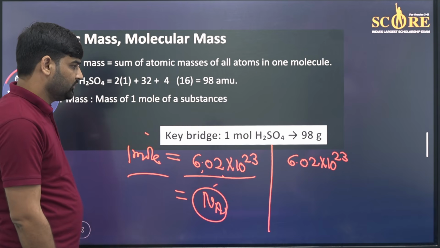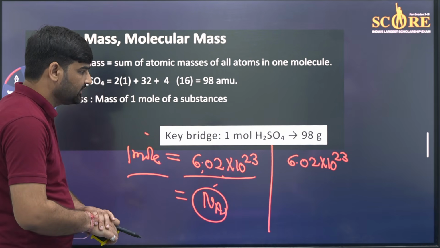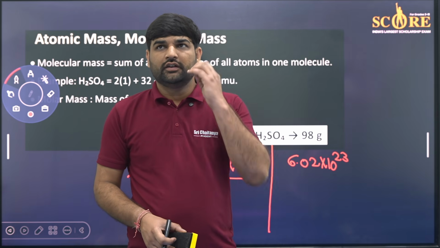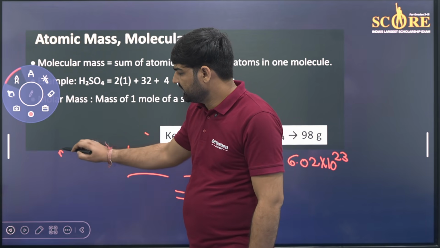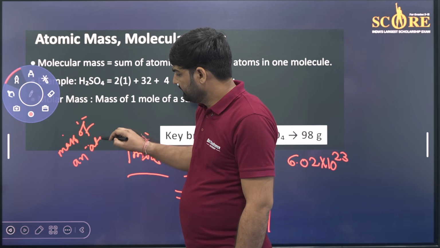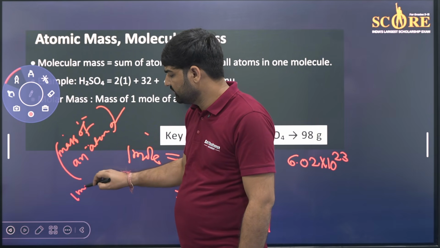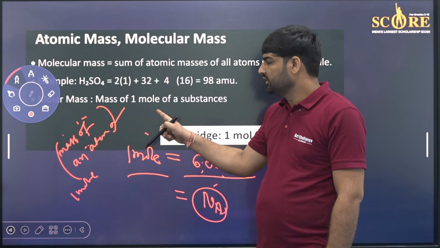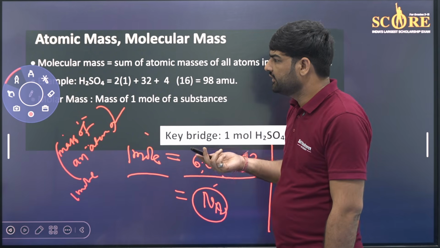Okay, so now we can define what is molar mass. Molar mass means mass of an atom or molecule in gram for 1 mole. It means we have to calculate the mass of an atom or molecule. For this we have to take 1 mole of atoms. Here is the definition: molar mass is the mass of 1 mole of substance. We take 1 mole of substance, and whatever its mass is, that is the molar mass.